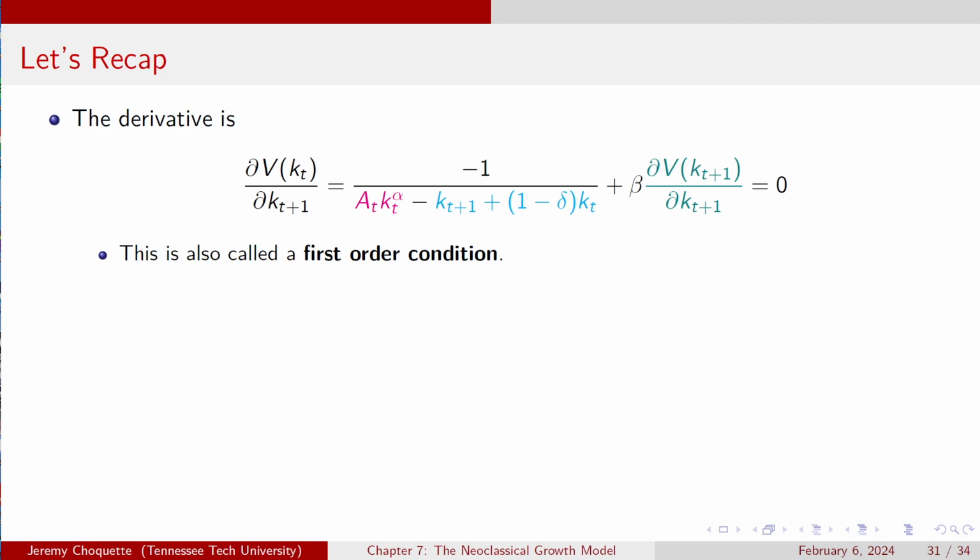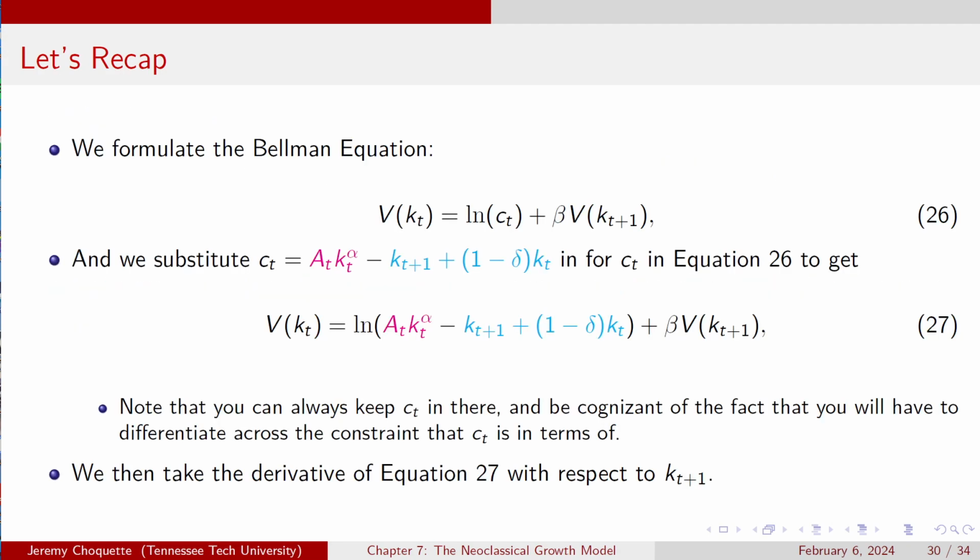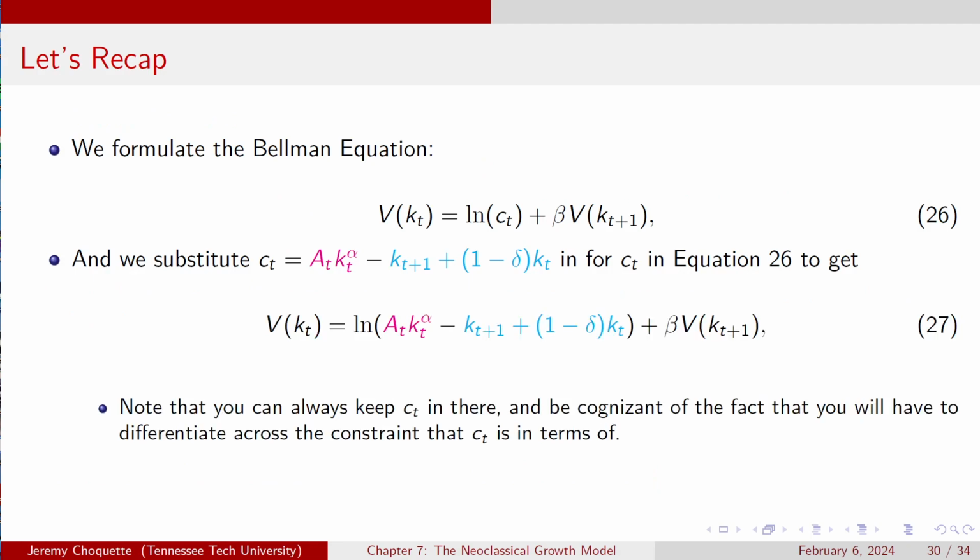You're taking the derivative of this value function and you're setting it equal to 0. That's giving you your maximum. But now first we need to figure out what that partial of V of kt plus 1 with respect to kt plus 1 is. So what do I do? Well, I have to take care of that thing. I go back to my Bellman equation, back to equation 27. And instead of taking the derivative of this with respect to kt plus 1, I do it with respect to kt.